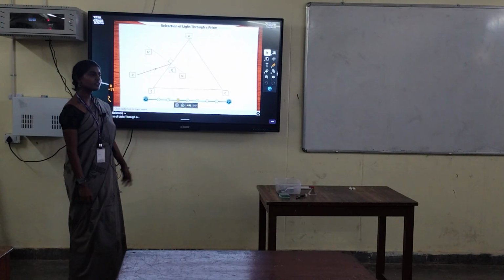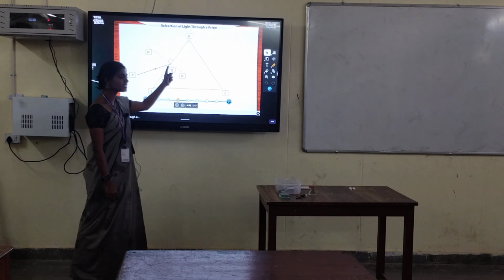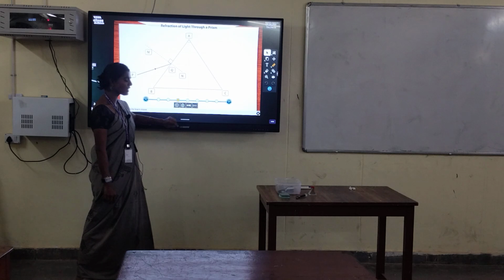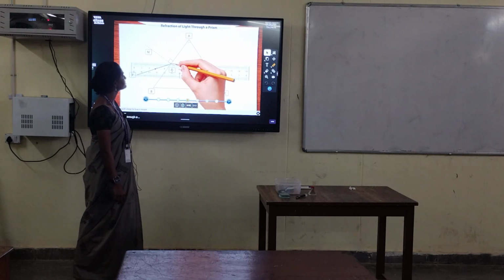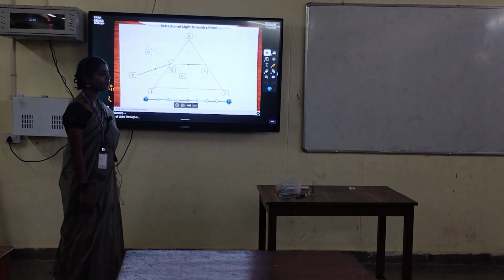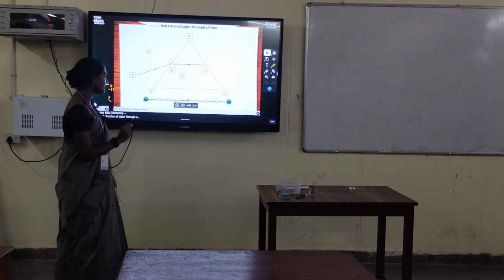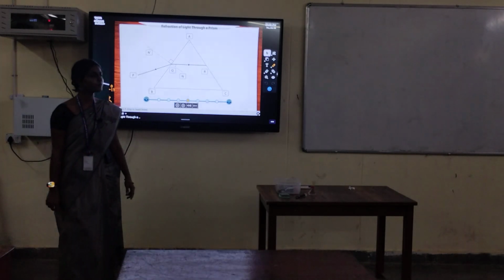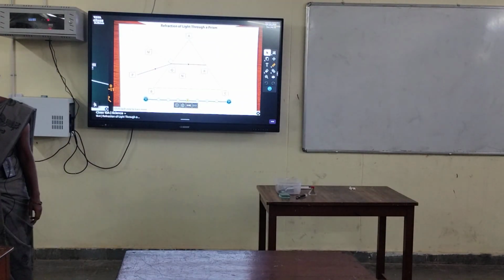Now next step, everyone look here. Now what happens to the incident ray? It gets refracted. Now we are going to draw the refracted ray. Next step. Draw the refracted ray. And one more thing, while drawing the ray of light, the arrow is very important. So the direction of the arrow is very important. Make sure you mention the arrow there.